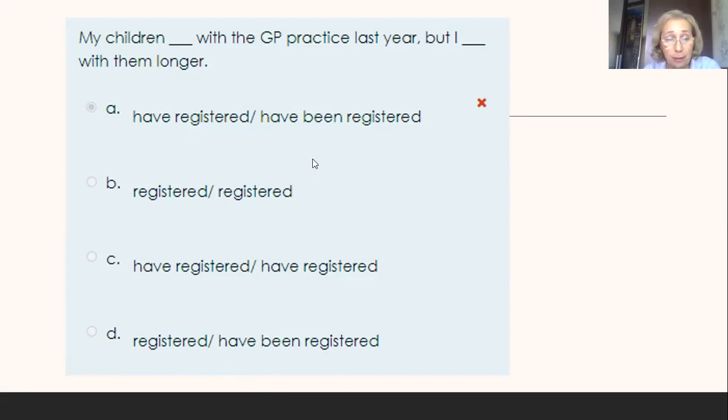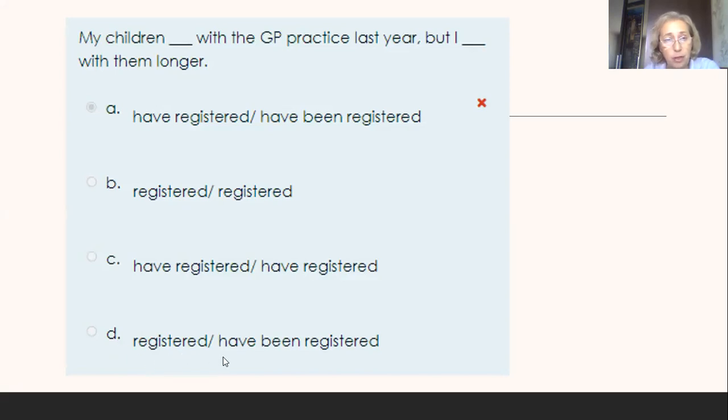present perfect, right? So what do we choose? D. Registered, have been registered. I have been registered with them longer. It's better to choose the D variant. D option.